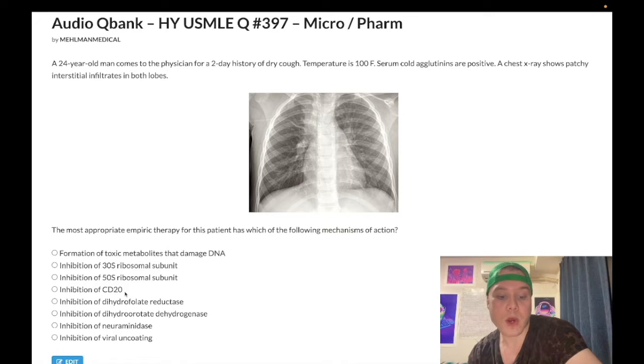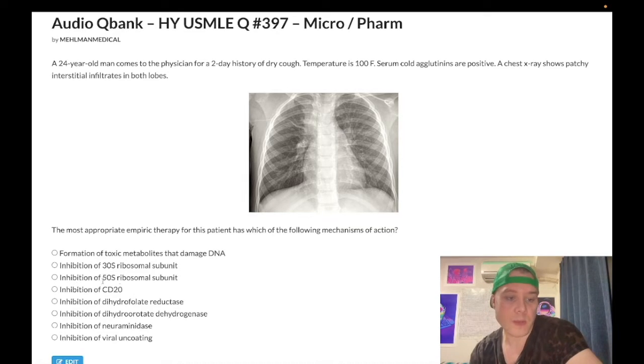Inhibition of CD20, wrong answer. This is rituximab. You just need to know, high yield for step 1, that rituximab is a monoclonal antibody that targets CD20 on B cells, okay? It's a chemotherapy agent. Also used for Hodgkin sometimes, but also just general immunosuppression. It can have a utility in some autoimmune diseases refractory to other therapies.